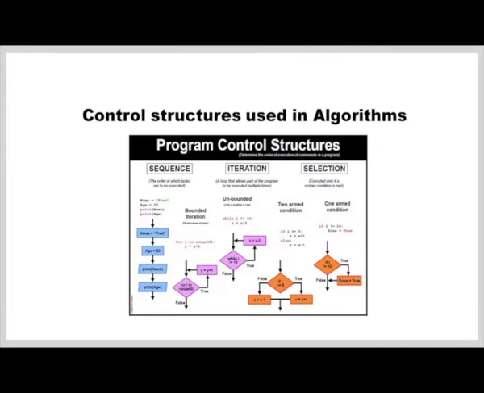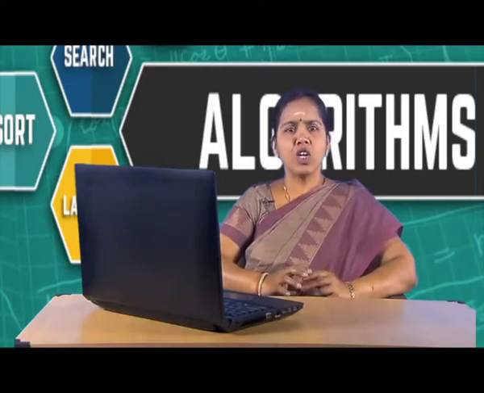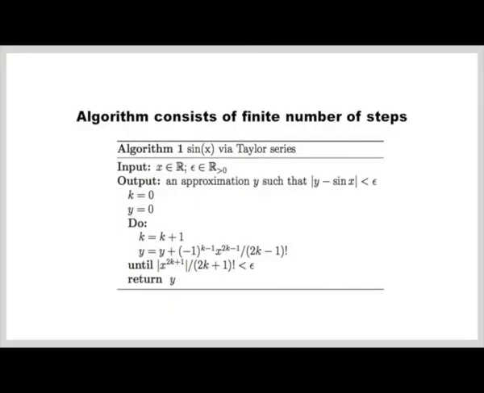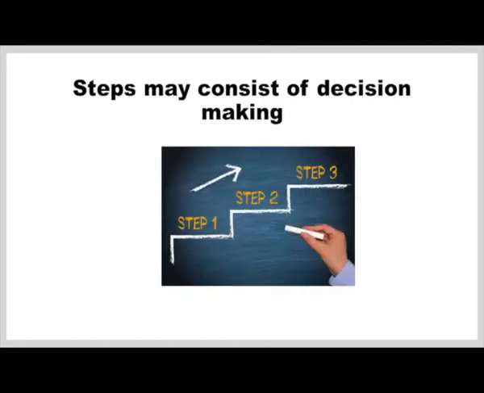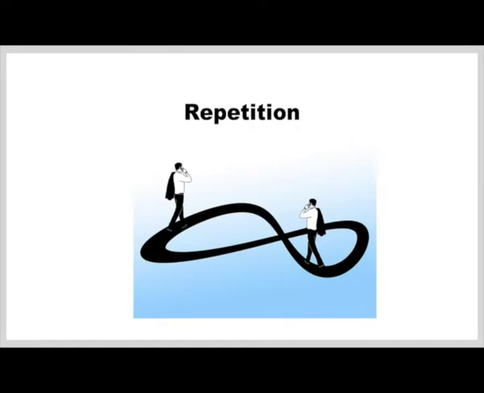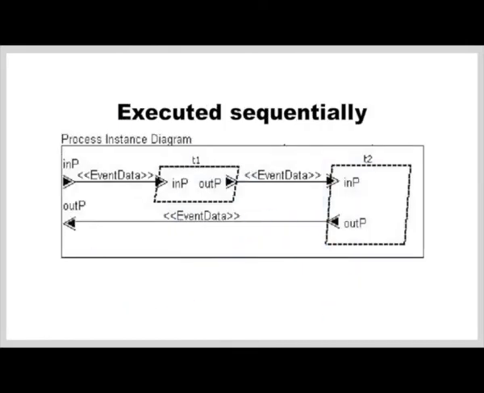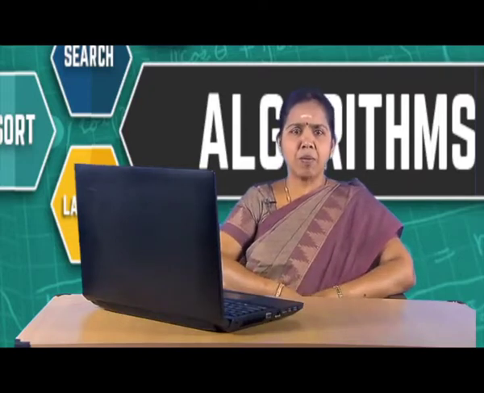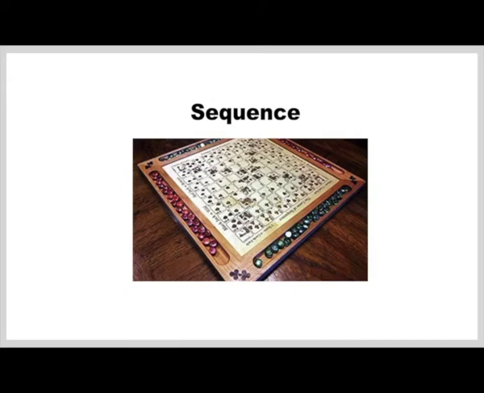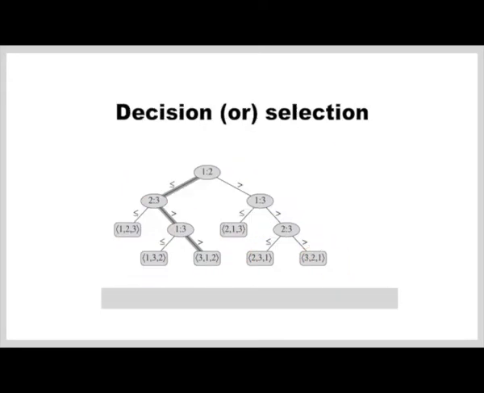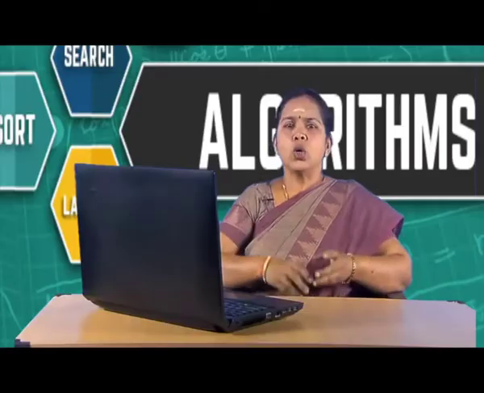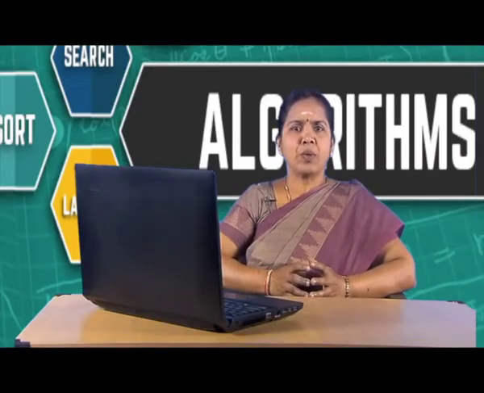Now, we will look into the control structures used in algorithms. Recall, I have told you that an algorithm consists of a finite number of steps, and the steps may consist of decision making or repetition, or may be executed sequentially. Broadly speaking, an algorithm may employ three control structures, namely sequence, decision or selection, and repetition or looping. We will look into them one by one.